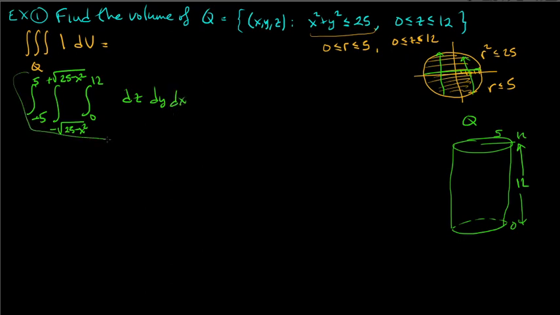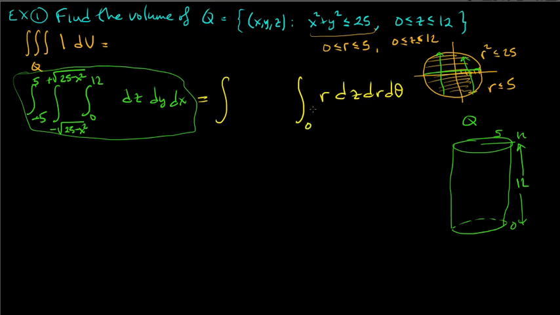So again, probably a doable integral, but probably not that easy, especially with the square roots, right? So it might be more beneficial to convert to cylindrical coordinates, which is, remember, r dz dr d theta. Z, of course, just goes from 0 to 12 again. R goes from, well, here you go, 0 to 5.